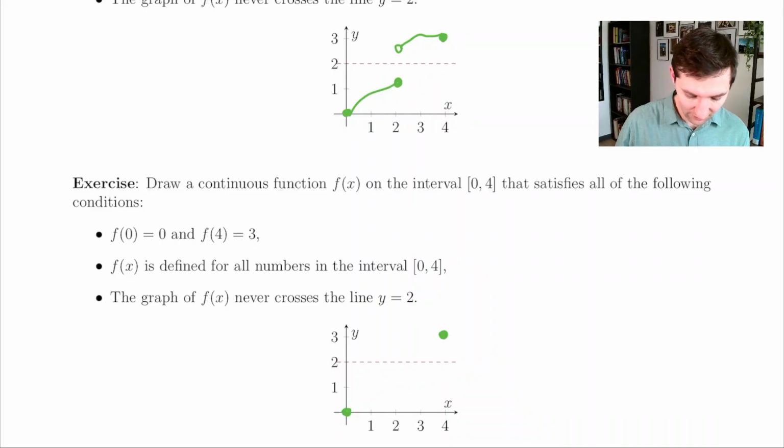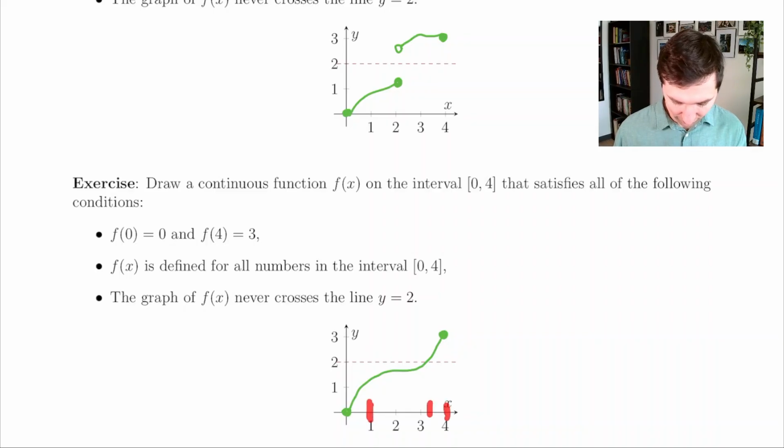So I'm worried that no matter how you try to draw this function, if the function is continuous, you will eventually cross the line y equal to 2. In other words, there will be a point on the x-axis, somewhere between 1 and 4, where the function has the value of 2. This is exactly the statement of the Intermediate Value Theorem.